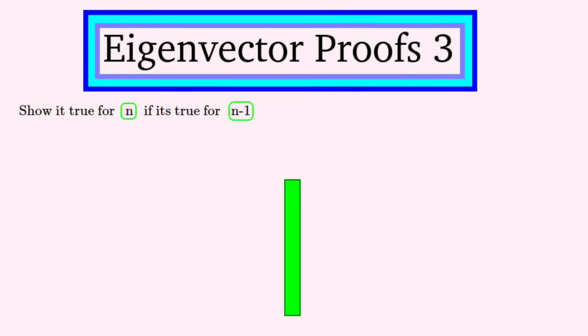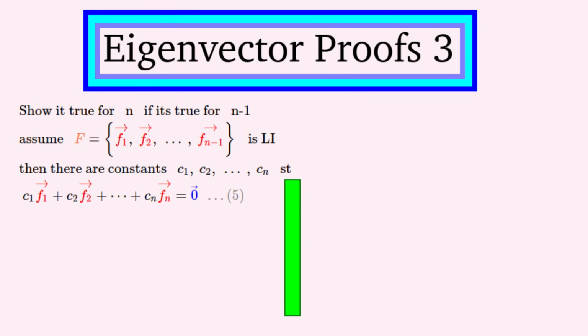So now we have to show it true for n, assuming it true for n minus 1. This is the main inductive step. So we'll assume that this set is linearly independent. We have to find constants c1 to cn so that this equation is true. If this theorem is true for n, then all these constants must equal 0. So that's what we're required to prove.